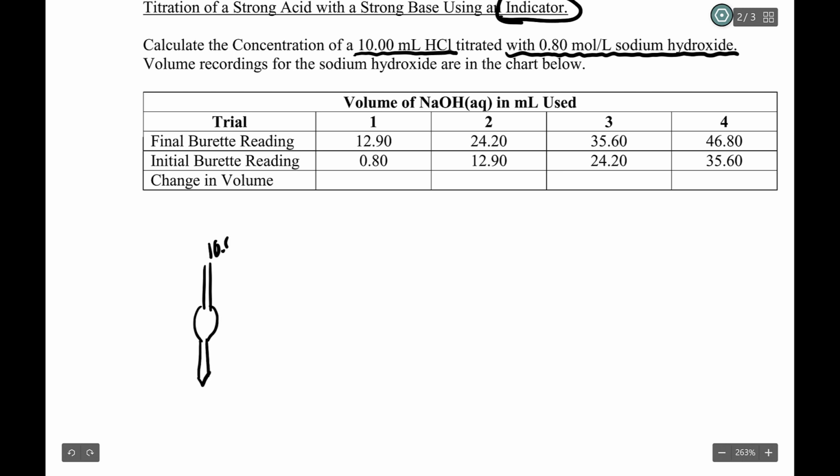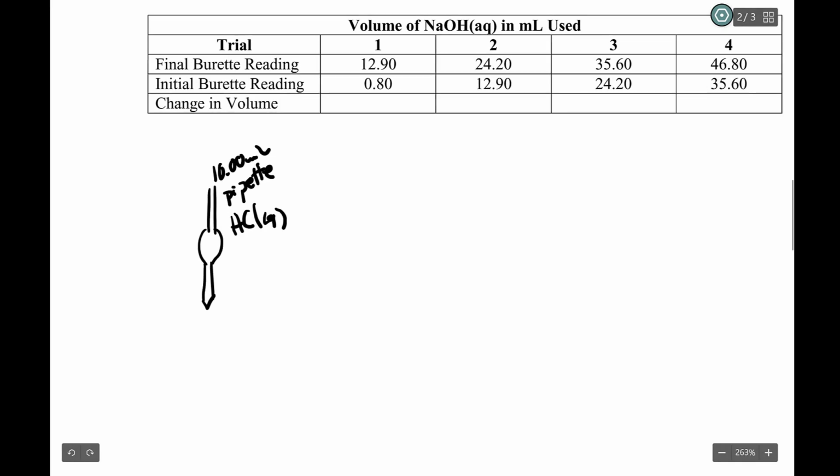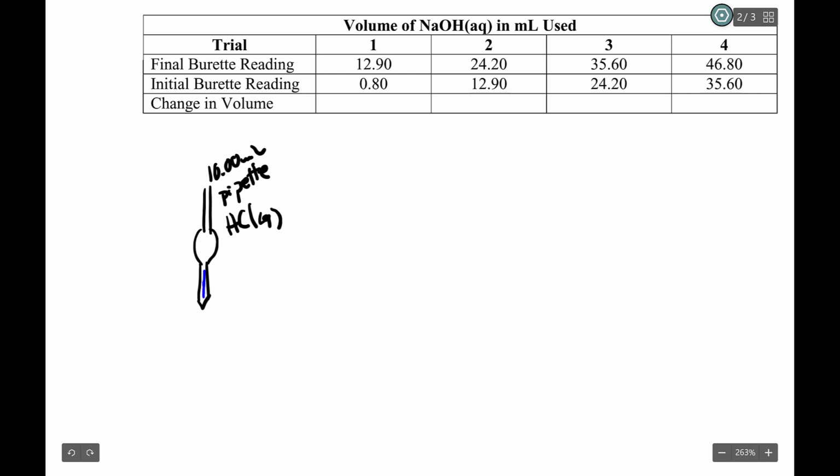So this would be a 10.00 milliliter pipette to get my sample of HCl. I would suck up 10 milliliters of HCl into this pipette, and it would be filled up to a line, say about there. So this would all be filled with HCl.